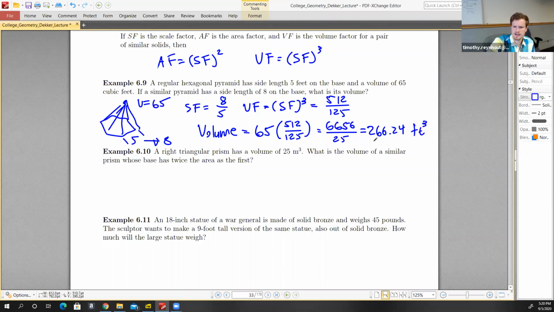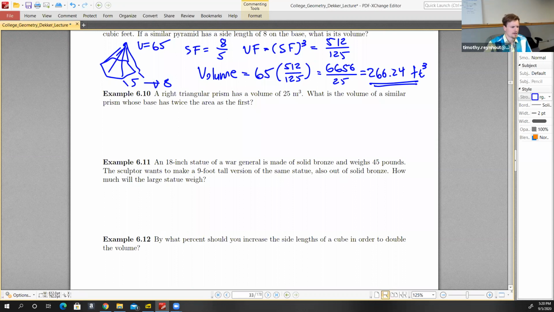Excellent. So that is the volume of the larger pyramid. All right, so next we have a right triangular prism that has a volume of 25 cubic meters. What is the volume of a similar prism whose base has twice the area as the first?